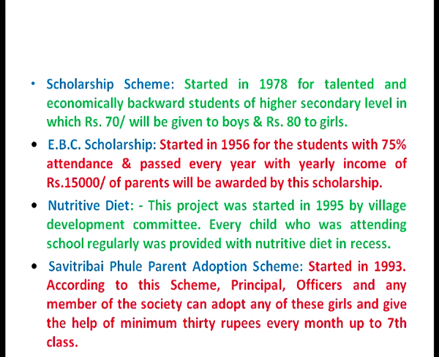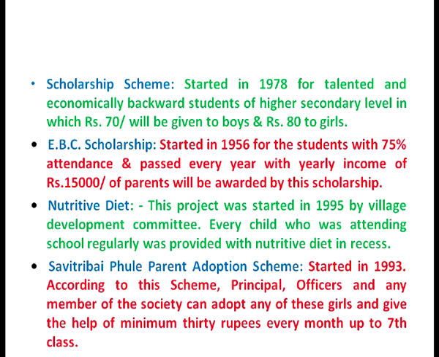You can see on the screen that the scholarship scheme was started in 1978 for the talented and economically backward students at higher secondary level, in which rupees 70 are given to boys and rupees 80 are given to girls as a means of scholarship. Then another scholarship is the EBC scholarship. This EBC scholarship is the economically backward classes scholarship.